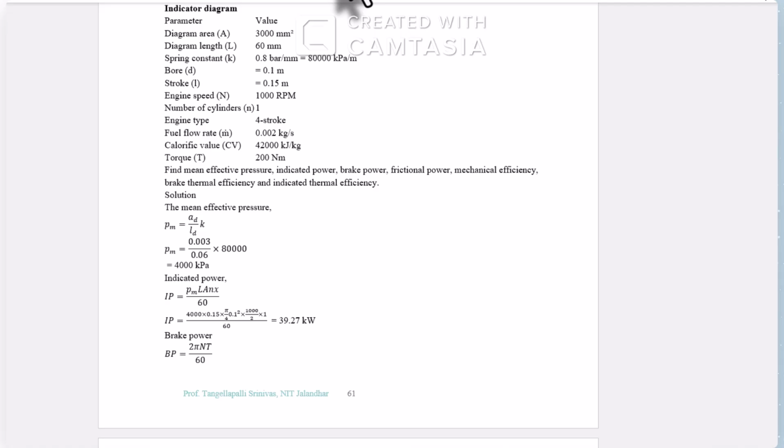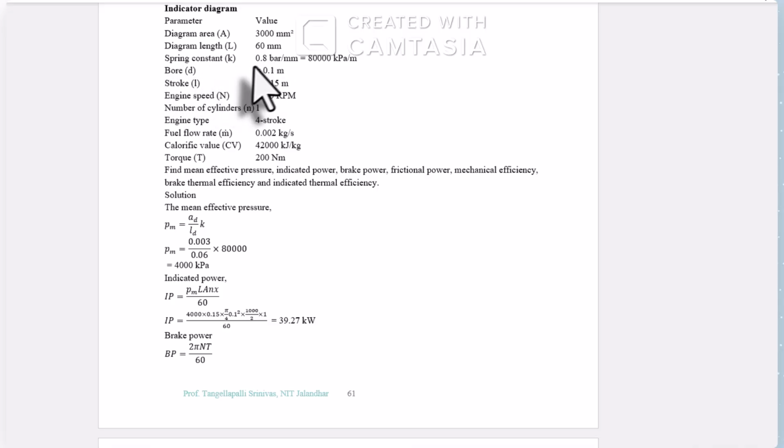To the presentation on numerical solution on indicator diagram. The given data for the solution of the indicator diagram is: the indicator diagram area is 3000 mm square. The indicator diagram length is 60 mm.